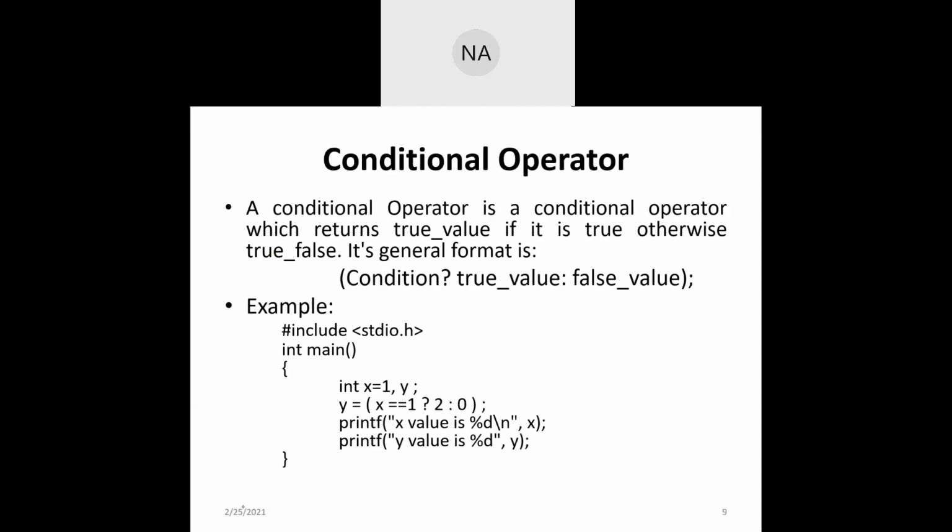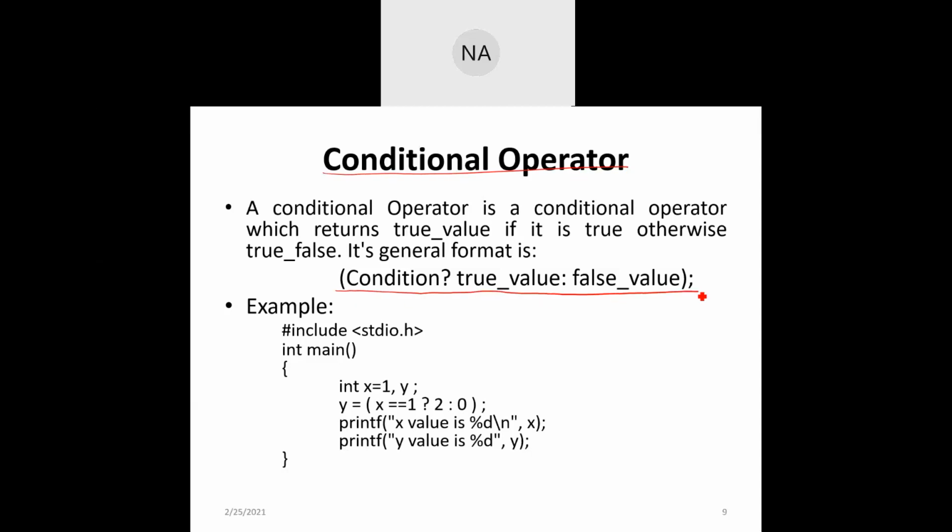Okay, now the third type of decision making construct is the conditional operator. Conditional operator is basically a ternary operator. It requires 3 operands. Okay, and this is the syntax of this conditional operator.